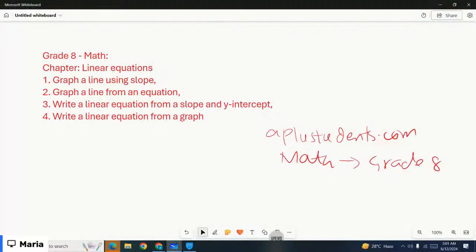There you can find a list of the chapters. We're going to start with the chapter linear equations. The lessons we're going to cover today are graph a line using slope, graph a line from an equation, write a linear equation from a slope and y-intercept, write a linear equation from a graph.